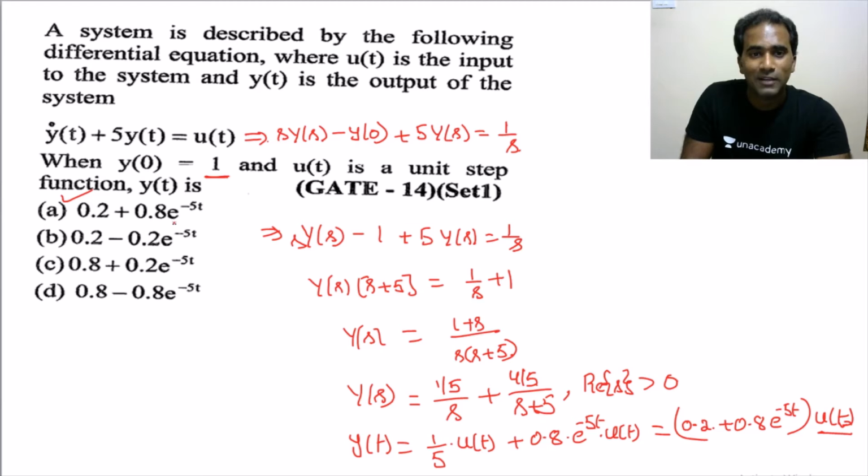Very good. If you want, you can cross check also. If you put t equal to 0, they have given the initial value as 1, right? So if you put t equal to 0, it is 0.2 plus 0.8, which is 1. It is matching.